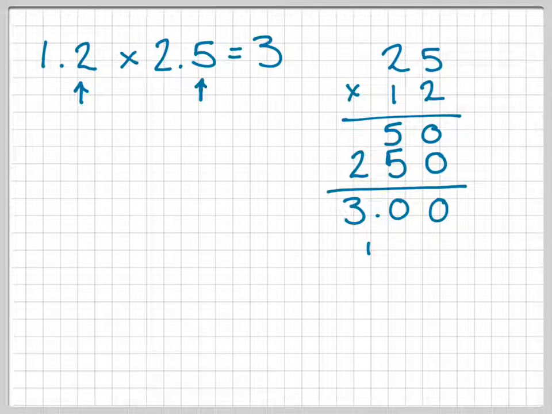So this technique applies in any multiplication when you're multiplying a decimal number by a whole number or 2 decimal numbers. You just take out that decimal point, do a normal multiplication calculation, and then however many digits there are after the decimal point in your question, make sure that there's the same amount after the decimal point in your answer.